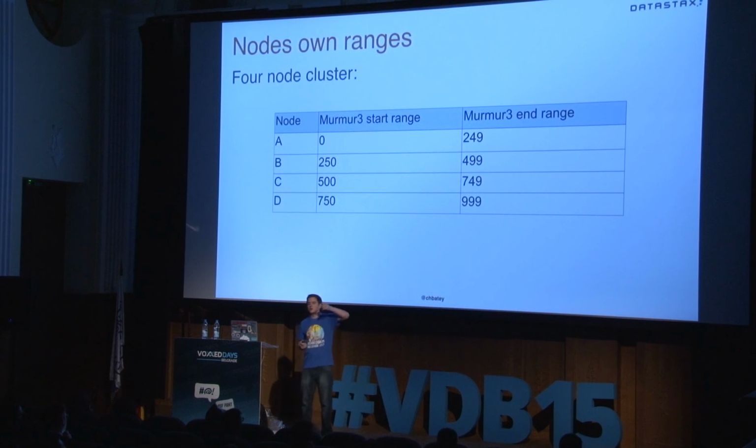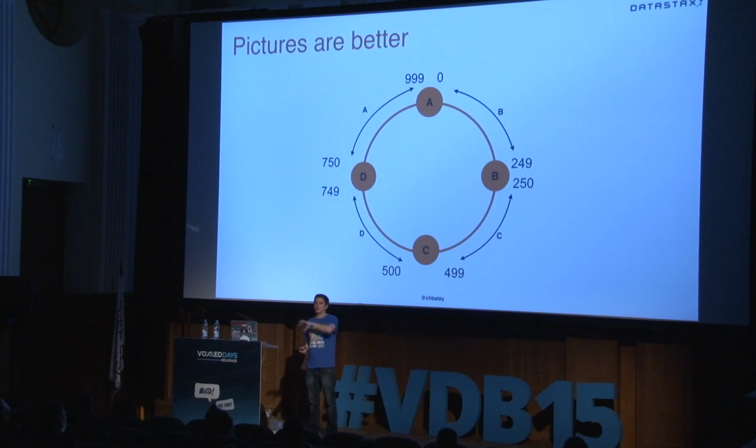Cassandra then assigns token ranges of this hash function to different nodes. So node A here owns all of the data whose partition key hashes to 0 to 249. Node B owns all of the data between 250 and 499, sorry. You often see Dynamo-based databases, so Riak is another one, Cassandra is one, as rings, because these values are used to arrange all of the nodes in a ring. So we can see that all the data in here is owned by node B.